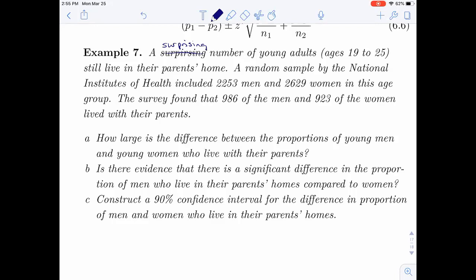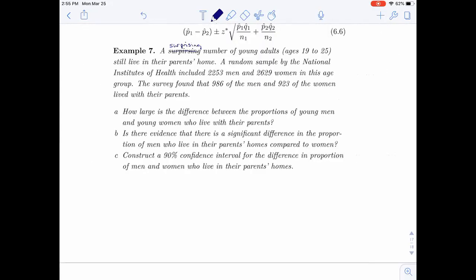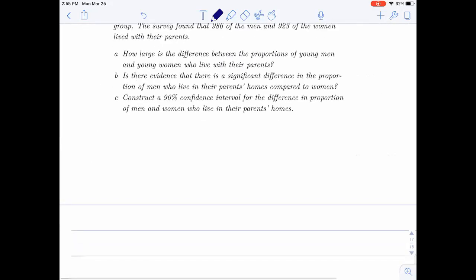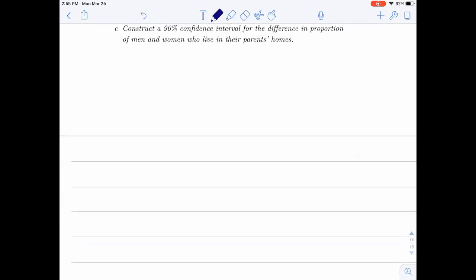Whew. Okay, so we'll answer part A. Then we're going to check the assumptions for both a hypothesis test and a confidence interval. And then we'll get into doing the hypothesis test. And then finally, we'll end off doing the confidence interval. Okay. I'll just jump down here. So part A.